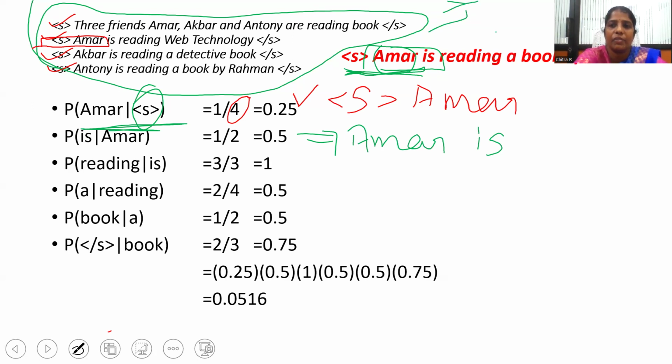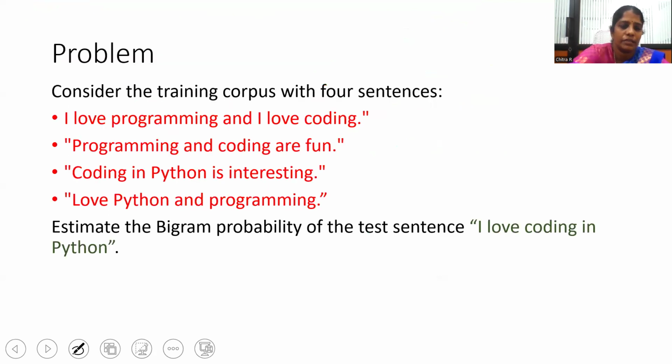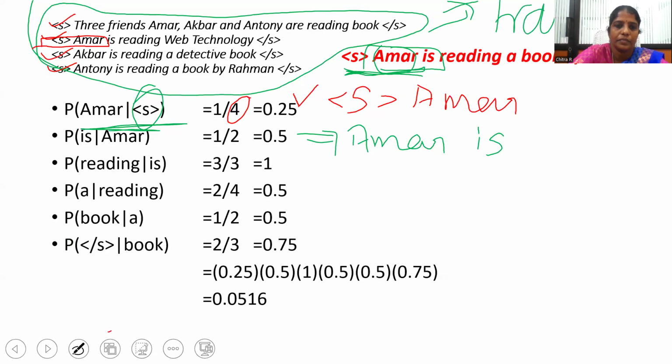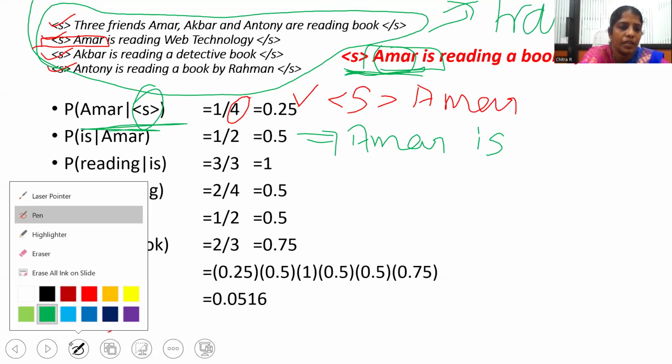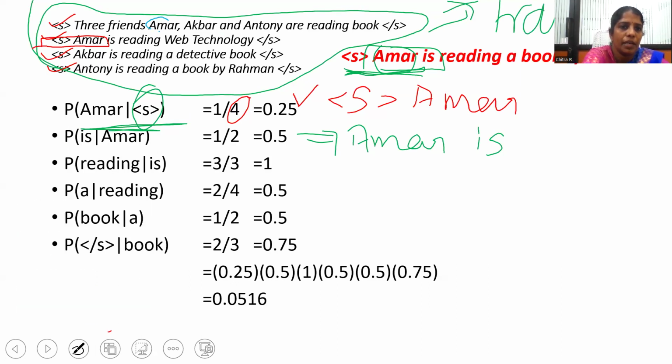Count the number of times Amar appears. This is the training corpus. From the training corpus, count how many number of times Amar is available. We'll check. Here Amar is available, here also Amar is available. How many number of times? 2. So that's given here. 2 times Amar is available here.